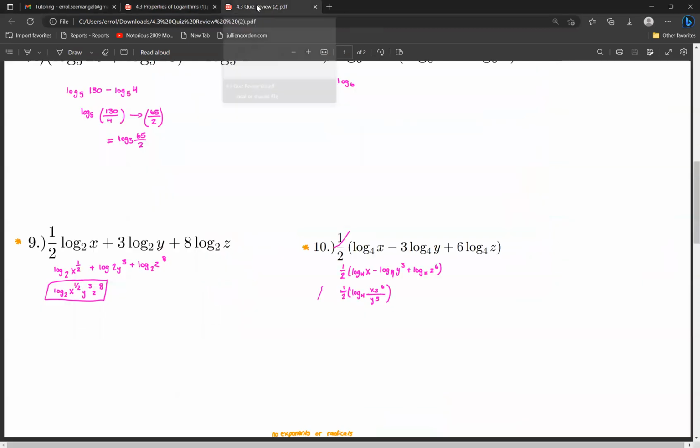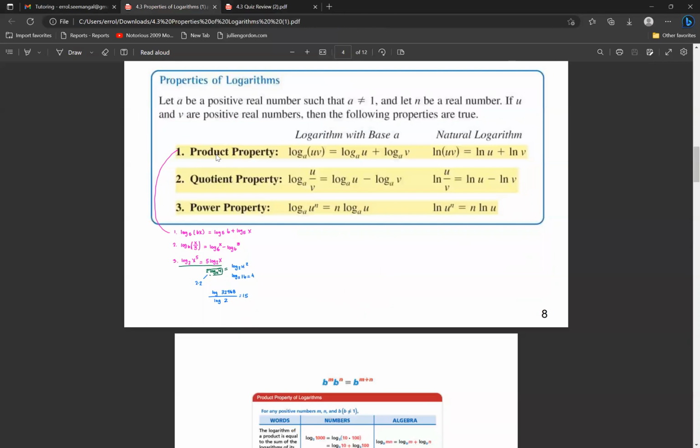All right, number 10, I believe, is the same concept. Okay, so number 10, we've got a minus sign right there and an addition sign right there. This one's going to be division. This one's going to be multiplication. So let's go through it. When it's subtraction, it's division, and when it's adding, it's multiplication. Exactly. So what you just said is number 1 and number 2.